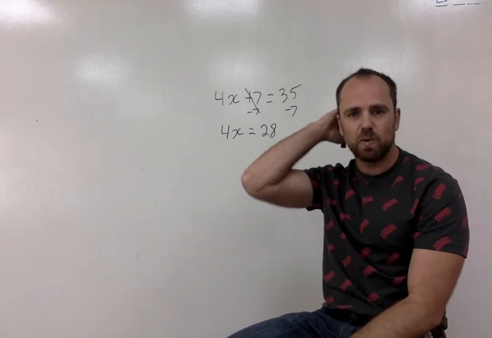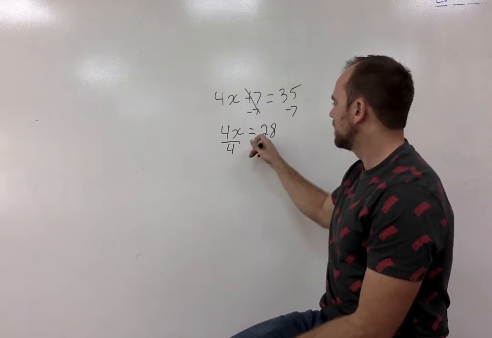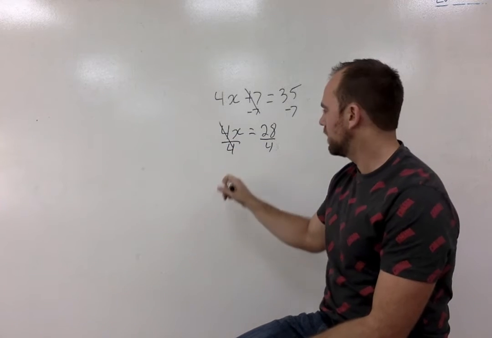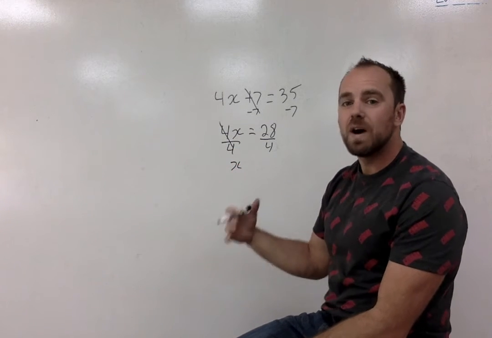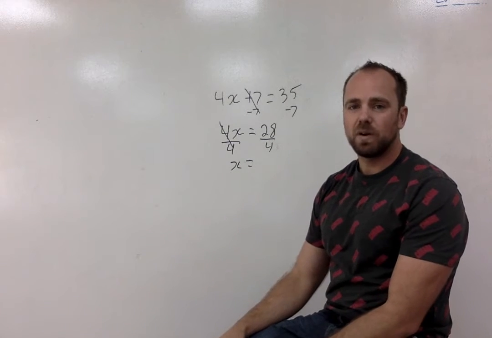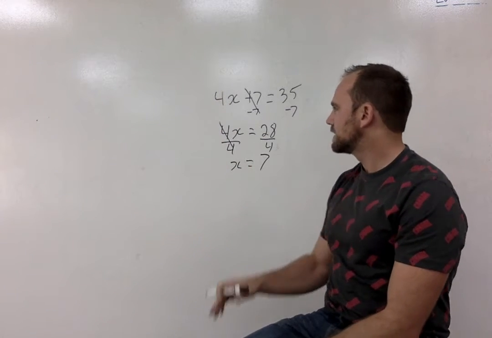Okay? Now, I have 4 times a number equals 28. I have to ask myself, what times 4 is going to equal 28? Well, I can divide both sides by 4. 4 divided by 4 is 1, so that's gone. All I'm left with now is 1x. Okay? 28 divided by 4, or how many times can 4 go into 28? I end up getting 7.